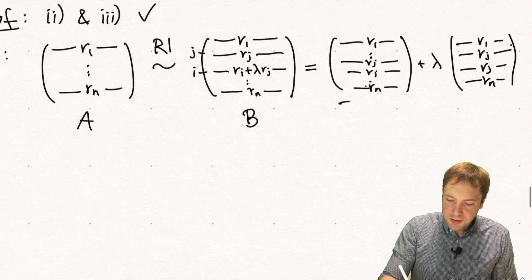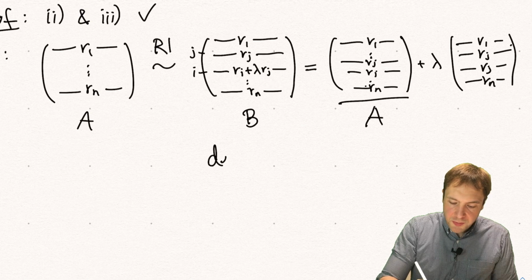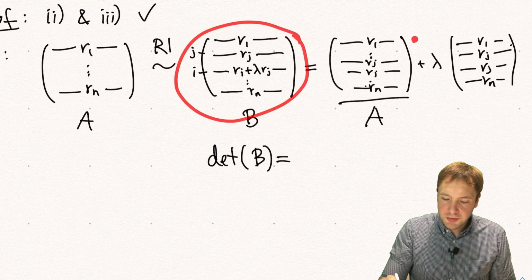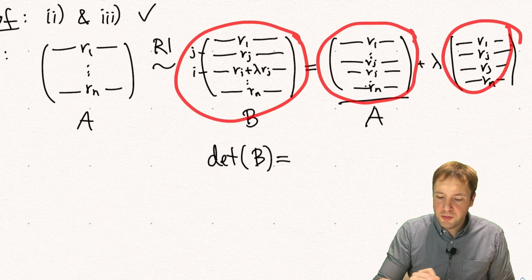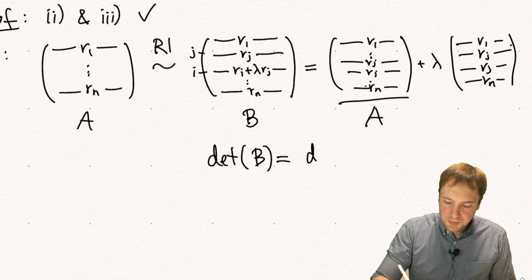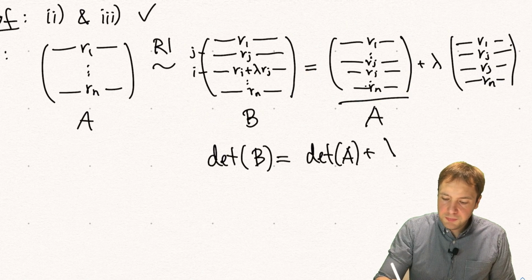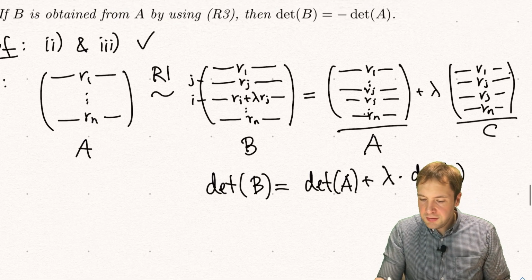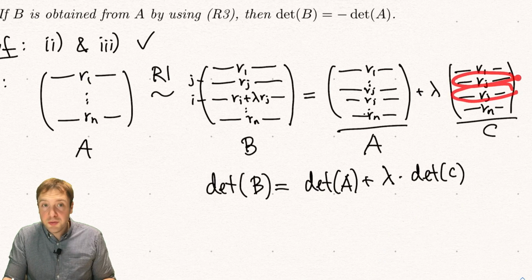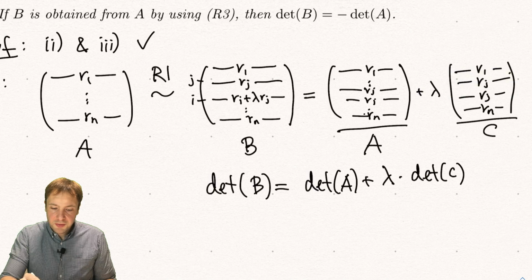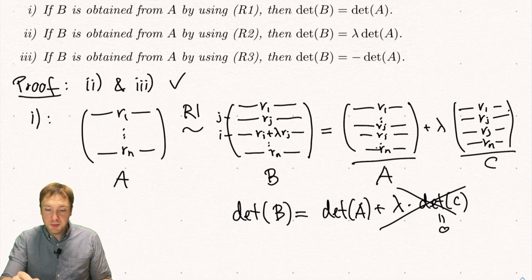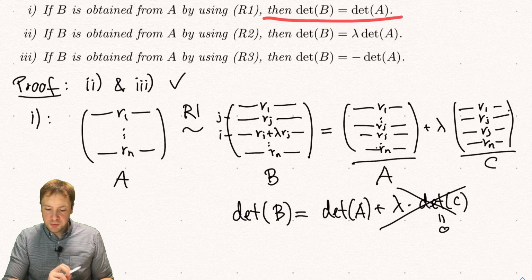So here notice this is a matrix A. So the determinant of B is the determinant of this plus lambda times the determinant of this. So this is determinant of A plus lambda times, let's call this C, determinant of C. But here in the matrix C we see that there are two rows which are the same, so therefore this is 0, so this doesn't play any role here, so the determinant of B is just the same as the determinant of A, and this is what we wanted to show.